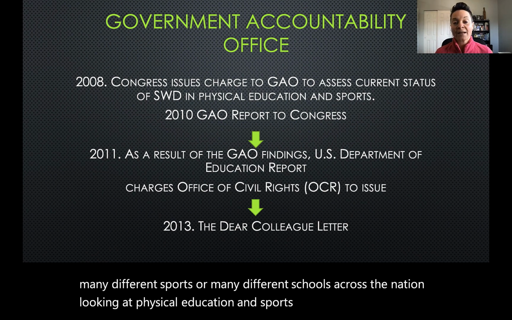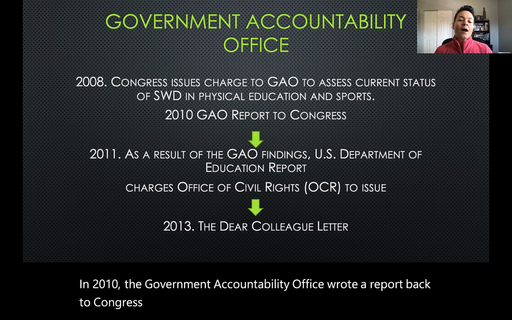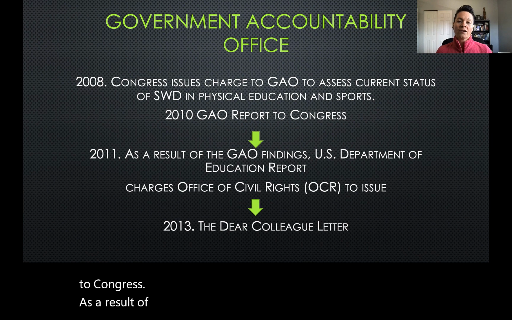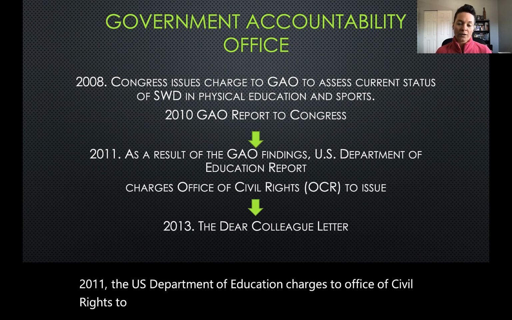And in 2010, the Government Accountability Office wrote a report back to Congress. As a result of what the Government Accountability Office found, in 2011, the U.S. Department of Education charges the Office of Civil Rights to issue a report.